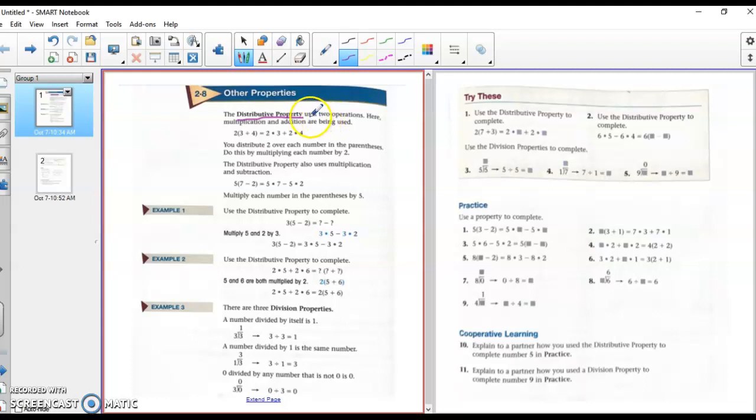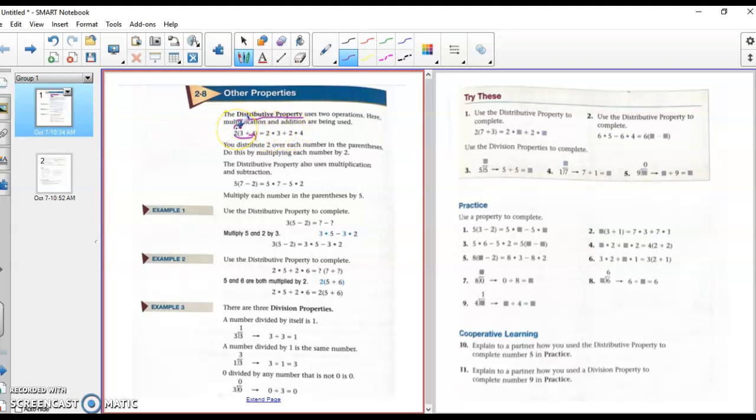So it says the distributive property uses two operations. Here, multiplication and addition are being used. So you have 2 times, because there's a parentheses there, 3 plus 4 equals 2 times 3 plus 2 times 4. So what they're telling you and what they don't show you is they actually drew arrows and they did 2 times 3, okay? And then they did 2 times 4 and they just kept the addition.